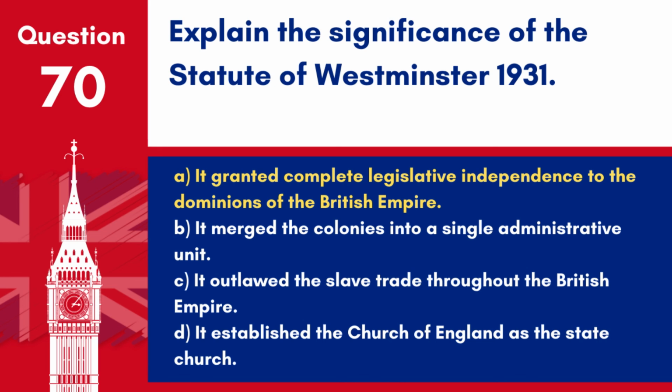Answer A. It granted complete legislative independence to the dominions of the British Empire. The Statute of Westminster marked a significant point in the development of the Commonwealth, recognising the autonomy of dominions like Canada, Australia, and New Zealand.